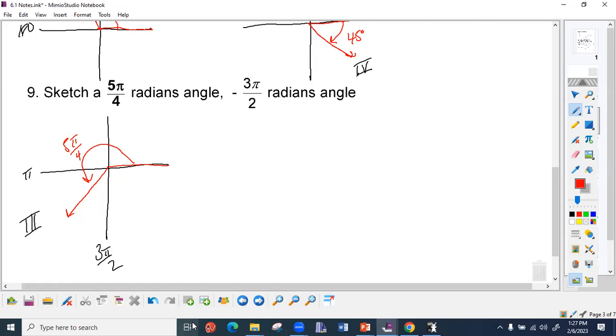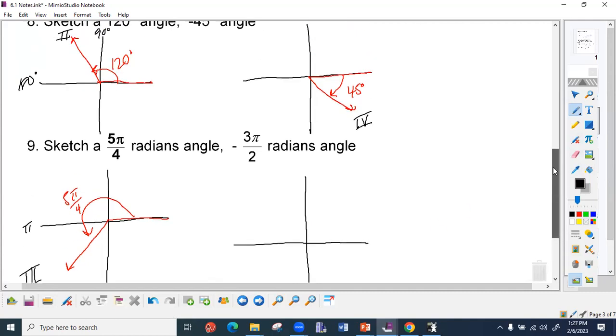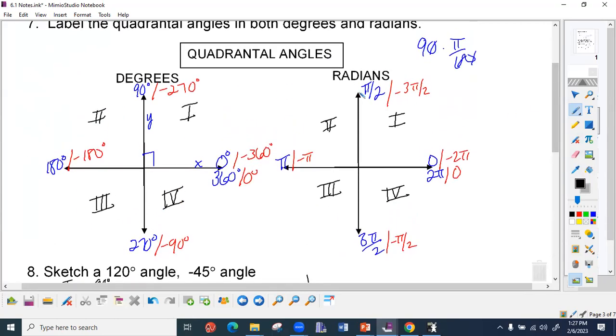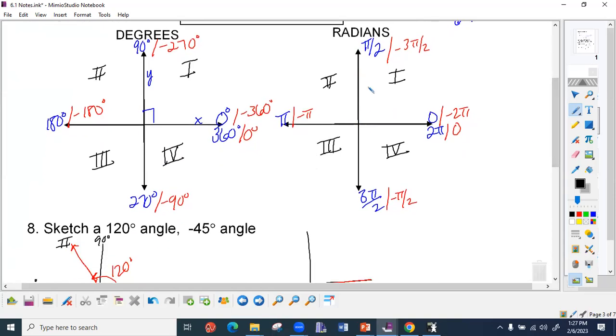All right, and then last, negative 3 pi over 2. Is it even in a quadrant? No. Where's negative 3 pi over 2? It's here. It's on our positive y-axis. Do we see that? Okay, it's a quadrantal angle, so it lies on an axis, not a quadrant. Does that make sense?